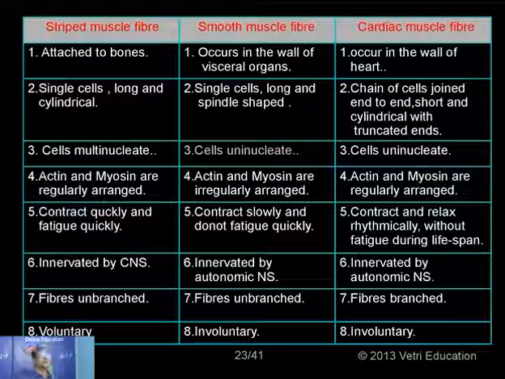Then about the number of nuclei. In the case of the striped muscle, we have many nuclei, present towards the peripheral region. But in smooth and cardiac muscles, only a single nucleus, so we can say uninucleate condition.